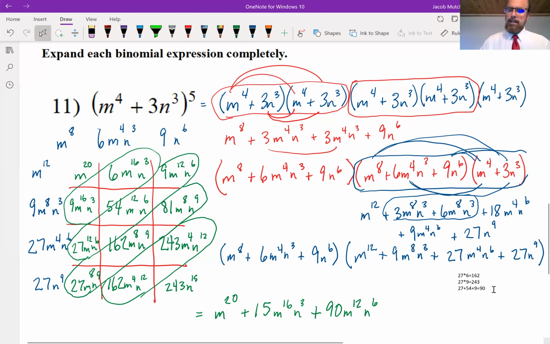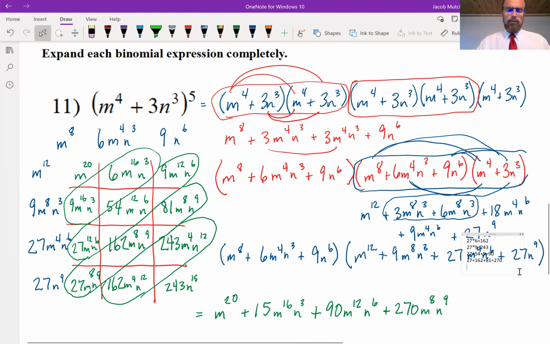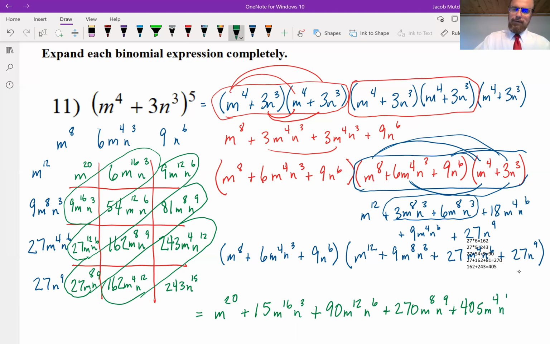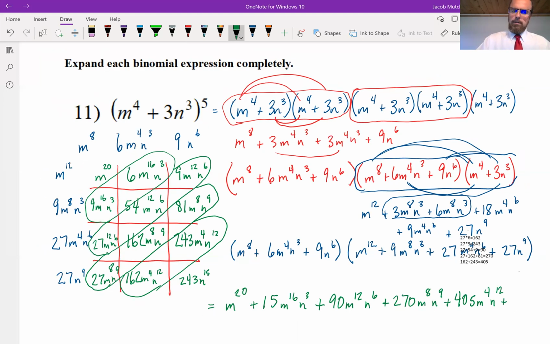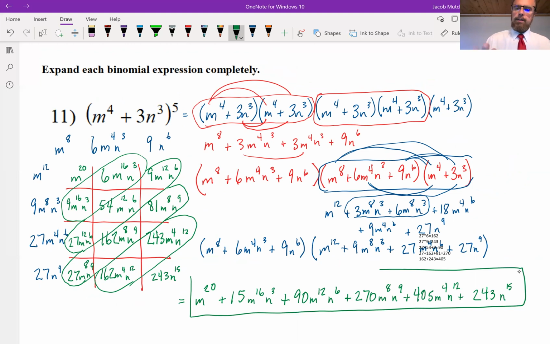My next row, I've got to add again 27 plus 162 plus 81. That's going to add up to 270. So plus 270m to the power of 8 n to the power of 9. And then again, I'm going to move my calculation box. Got one more sum to find, 162 plus 243. And that's going to add up to 405m to the 4th n to the 12th. And then lastly, my last term there, plus 243n to the power of 15. And that completes that multiplication. We see our product there.